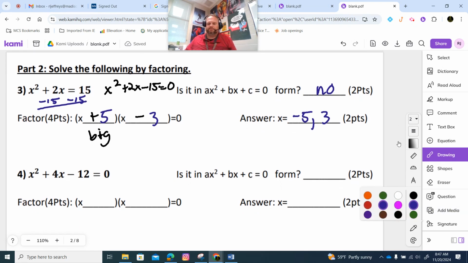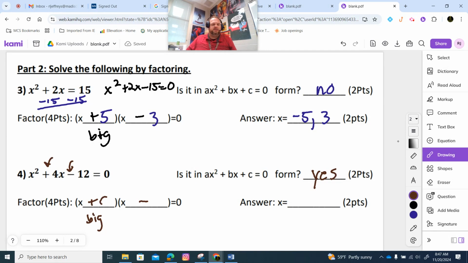All right. This is a yes. This tells us our signs are different. This tells us our bigger number is positive. This would be 6. This would be 2. So negative 6 and plus 2.